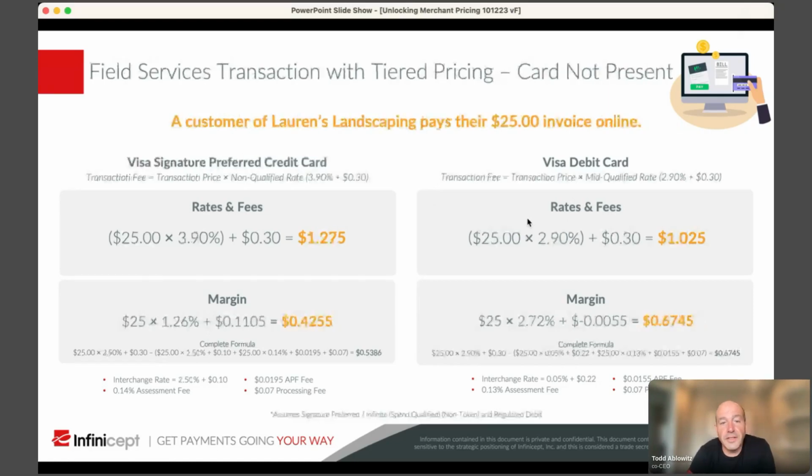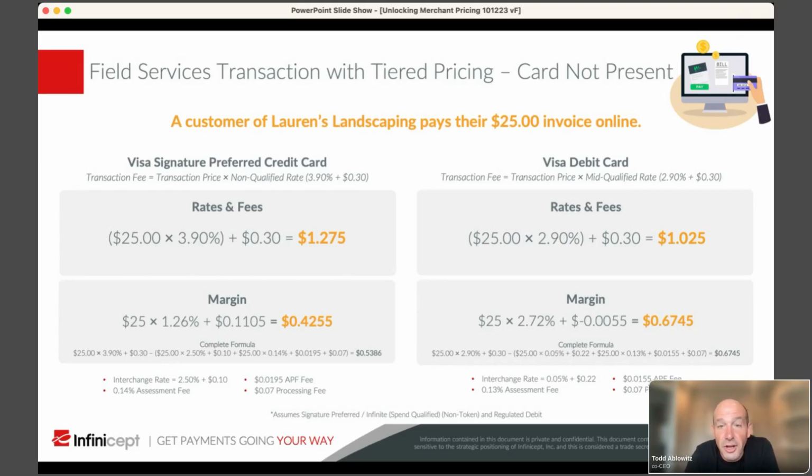Okay, let's go to the last example, I believe. So this same landscaper has a $25 transaction, and it's a Visa Signature Preferred credit card. The Visa Signature Preferred, I think, is the most expensive one. I think you have to spend a certain amount on it to qualify for this interchange, like $50,000 a year. And it's got really high interchange of like 2.5% and 10 cents. So on this one, this would be a non-qualified because it's such an expensive card. And so take the non-qualified price of 3.9% plus 30 cents.